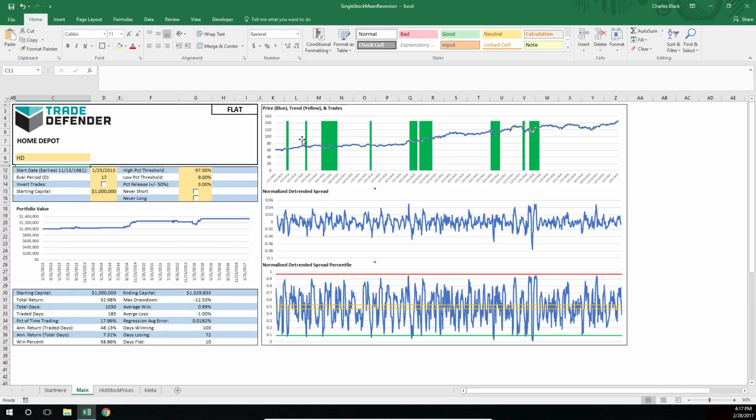In this top right chart, we have our close price for the stock in blue. We have our estimated trend in yellow behind the blue. And then we have periods in which we're either long or short the stock in green or red bars respectively.